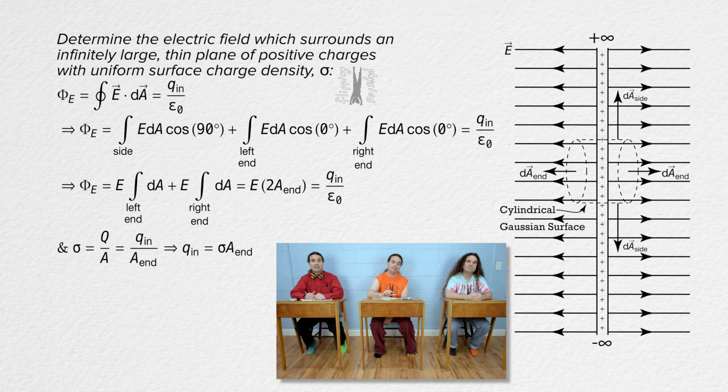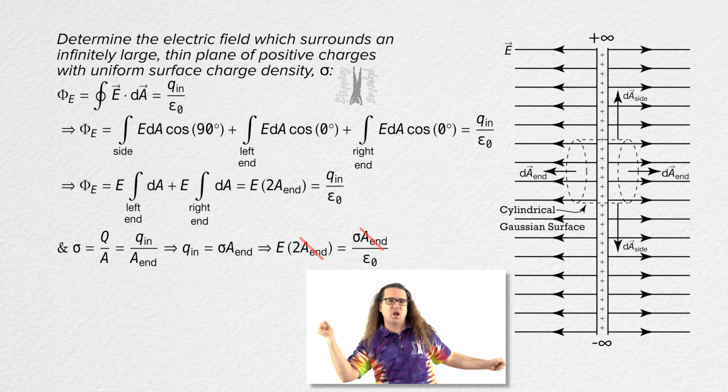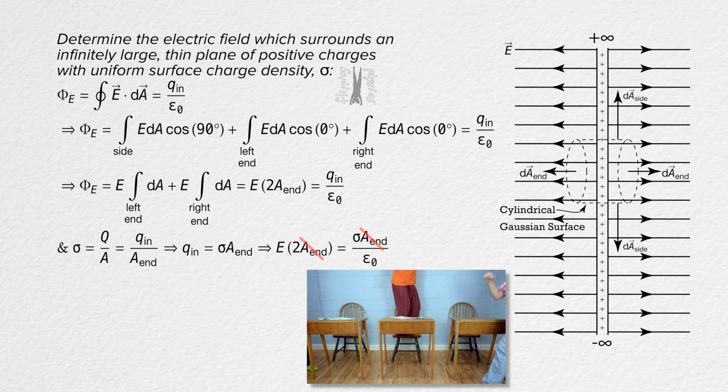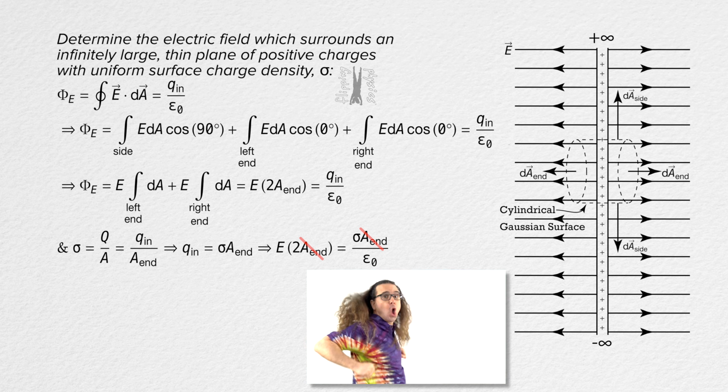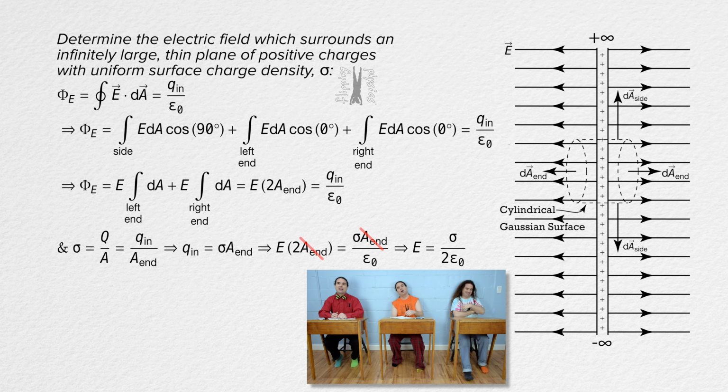On the right-hand side of the equation, we can substitute the surface charge density times the area of just one end, and everybody brought the area of one end of the Gaussian cylinder to the party. Everybody brought mass. And we get that the magnitude of the electric field which surrounds and is caused by an infinitely large, thin plane of charges equals surface charge density divided by the quantity 2 times permittivity of free space.